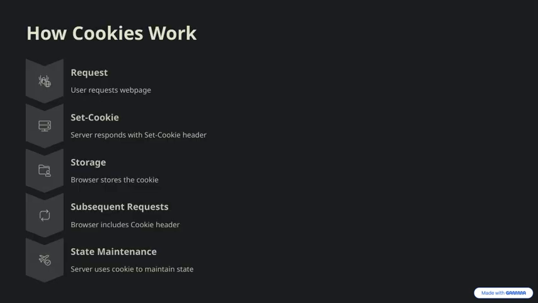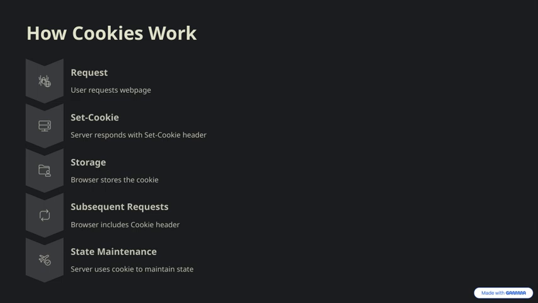Now, let's take a look at how cookies actually work in the context of web browsing. First, when you request a web page, your browser sends that request to the server. The server then responds with a special header called Set-Cookie, which contains the cookie data. Once your browser receives this, it stores the cookie locally. On subsequent requests to the same website, your browser automatically includes the cookie in the request headers. This way, the server can recognize you and maintain your session or preferences.